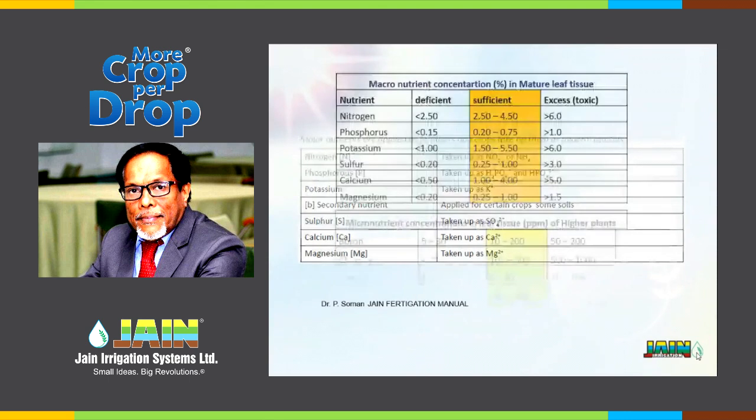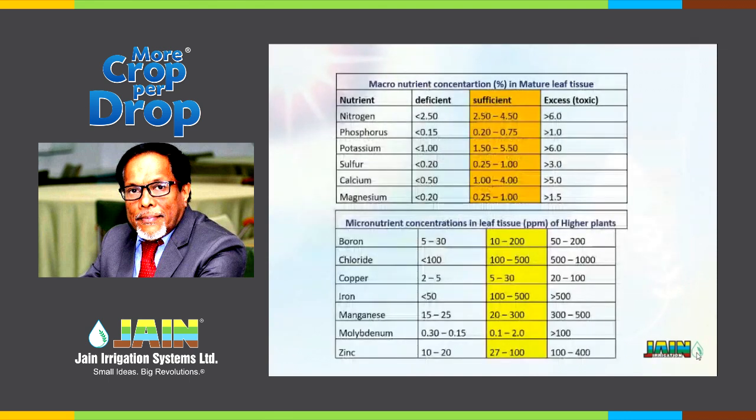Now, if you take a large number of plants during their growth and analyze them, especially those growing with sufficient nutrition, you will see the macronutrient concentration when it is sufficient for growth and development. Nitrogen comes to about 2.5 to 4.5 percent, phosphorus about 0.2 to 0.75, potassium 1.5 to 5.5. If you look at potassium, it's actually highly utilized, large contents of potassium are used. Sulfur 0.25 to 1, calcium 1 to 4, and magnesium 0.25 to 1. These are the major primary nutrients and the secondary nutrients.